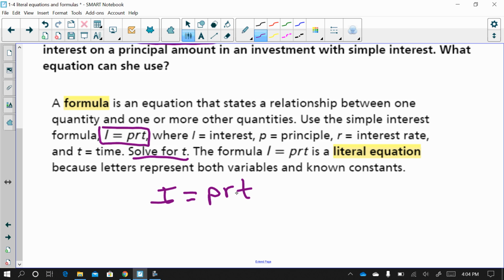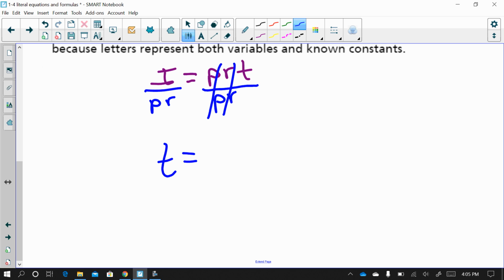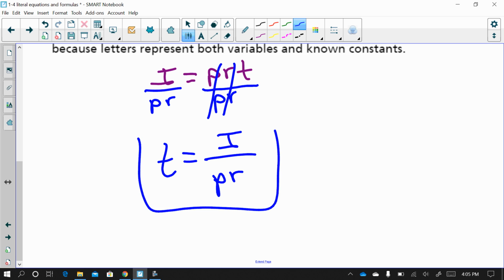How do I get T by itself? Well, the first thing you might want to look at is how are all these variables over here connected? Well, PRT, that's connected by multiplication. How do you undo multiplication? By dividing. So, to get T by itself, I'm just going to divide by the other stuff. And if I do it to one side, I have to do it to the other side. Okay, so notice these will cancel. So T equals I over PR. And that is your answer.